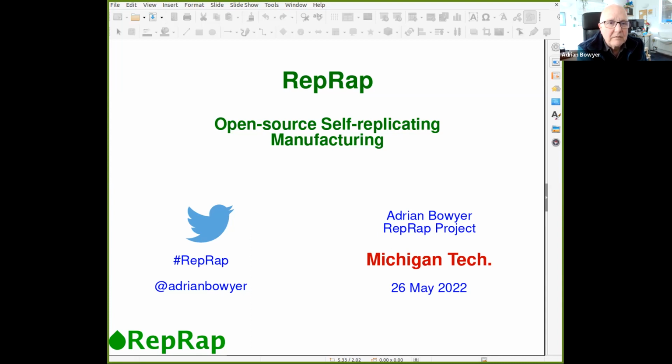Anyway, RepRap, well, first of all, what's that short for? It's an abbreviation of Replicating Rapid Prototyper, and we'll come to that. And the key thing here is not so much rapid prototyping, which is an old word for 3D printing, but the fact that it replicates anyway. So what we're going to be talking about is an open source, self-replicating 3D printer manufacturing machine.